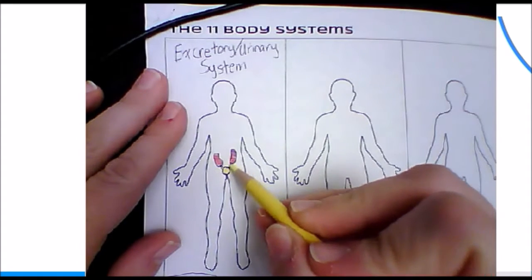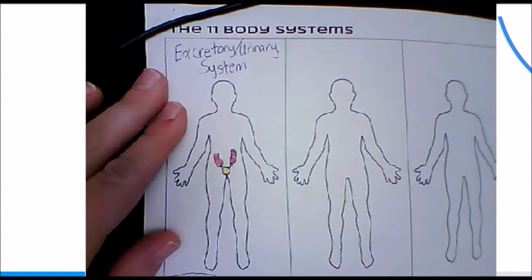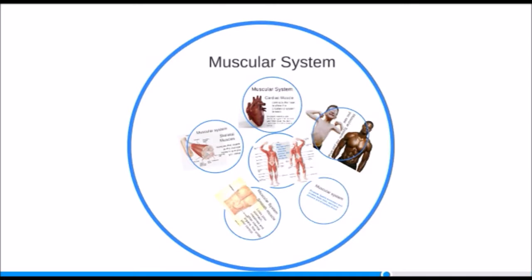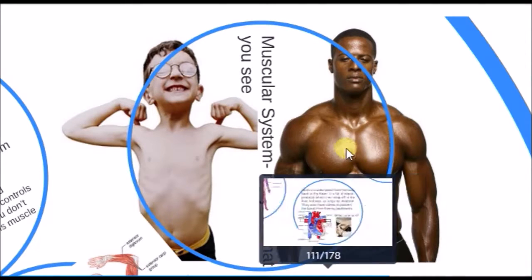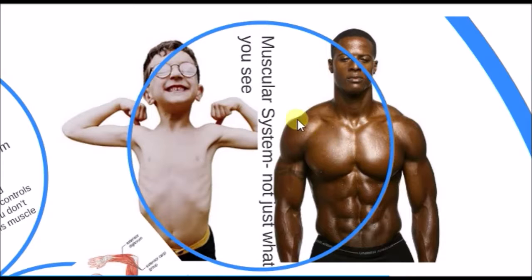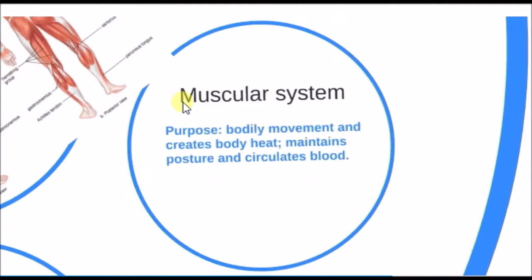So the muscular system is not just what you're seeing on the outside. I know we look at all these muscles all the time. We think, okay, that must be the muscular system. And it is a big part of it, but the muscular system isn't just what we see on the outside. The purpose of the muscular system is to provide bodily movement and create body heat. It also helps us maintain posture and helps to circulate the blood. And I'm not talking about the muscles that you flex, but there are muscles that actually exist through your arteries that help you circulate your blood.